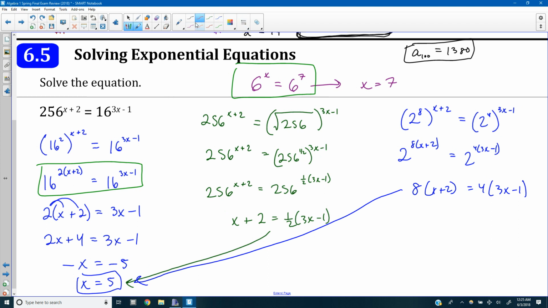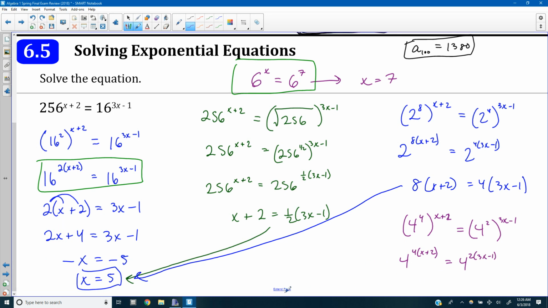Or, last one, 4 raised to these powers as well. 256 is 4 to the 4th power, and, whoops, x plus 2. And 16 is 4 squared. So you can use any of these things. I'm just letting you know you can change both bases if you need to, want to, or find it more convenient. You are going to get the same answer no matter what you do, as long as you do the math right.